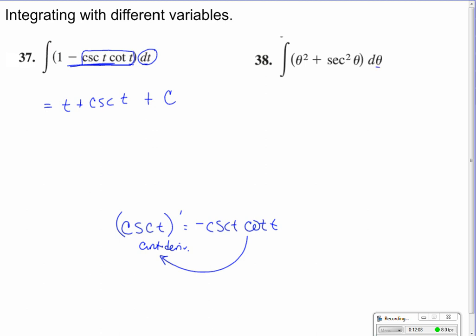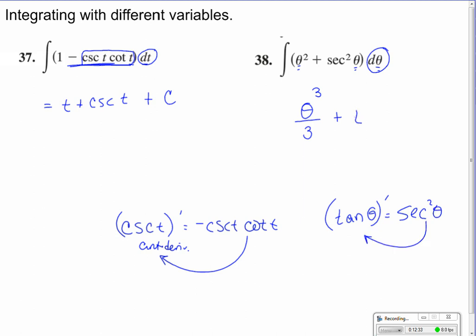On this one, notice that you're working in thetas, and it says differentiate or integrate with respect to theta. So I'll just have theta to the third divided by 3 plus secant squared. Whose derivative gives you secant squared? The answer to that is tangent, of course. Derivative of tangent gives me secant squared theta. So working backwards means that my solution up here would have been tangent theta plus c.